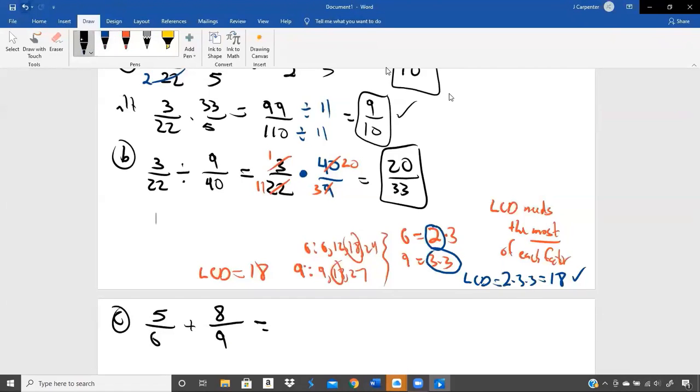All right, so here's what we do. Going back to the problem, 6 and 9, you rewrite those denominators as the LCD. You force them.